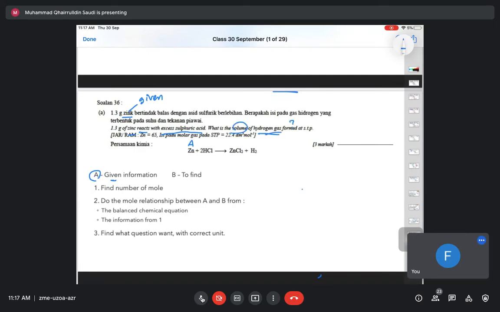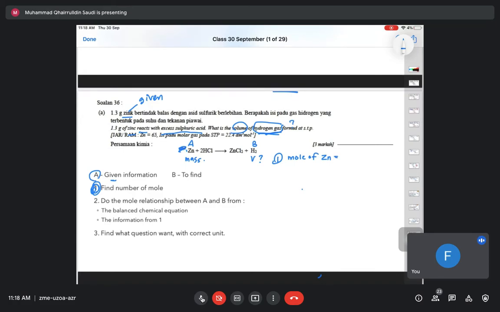So, what we need to find is the volume of hydrogen gas. Our hydrogen gas here is B. It wants volume, given mass. So if we do this, we follow the first step, we must find the number of mole. The number of mole of which one do we need to find? Zinc. Good. Mole of zinc, because zinc is A.